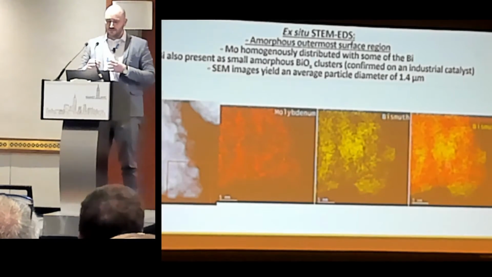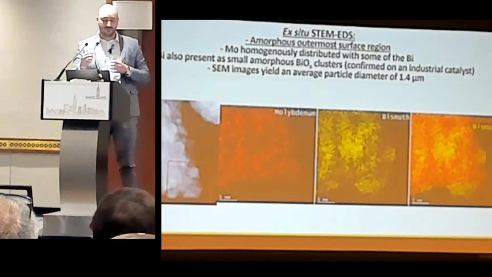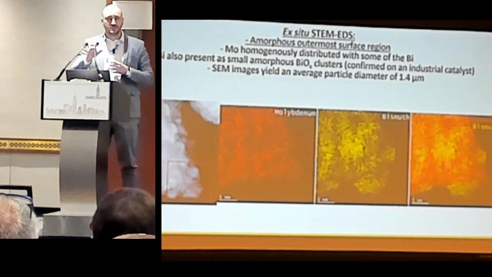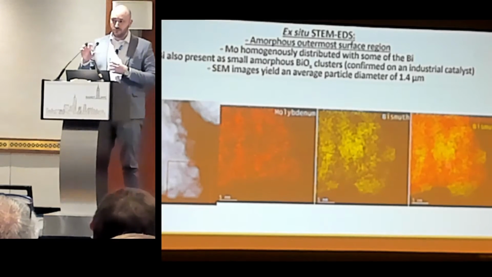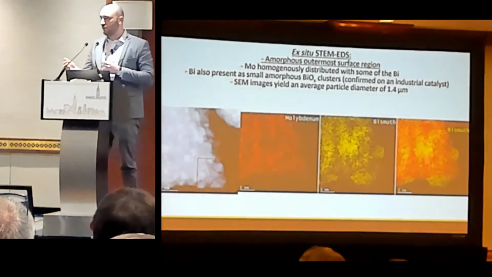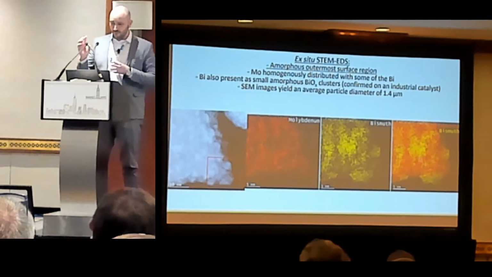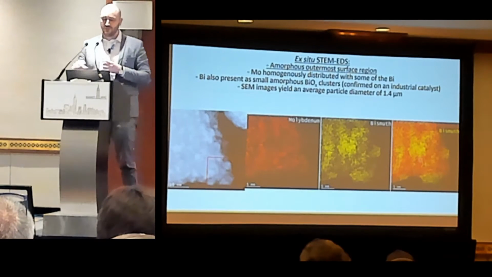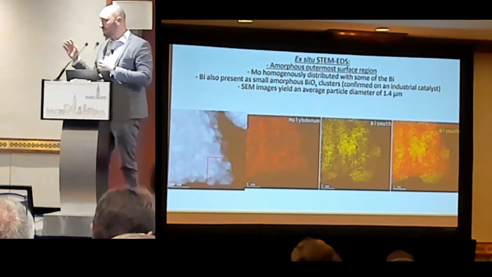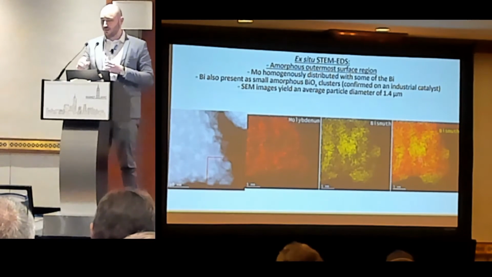HAADF-STEM and EDS can show us several things using the image you can see on the left. What you can see here is that the topmost surface area, so about 1 to 3 nanometers, isn't actually an extension of the bulk as sometimes it's assumed. It's actually amorphous. More than that, we can see that the molybdenum is homogeneously distributed with some of the bismuth, while the bismuth is also present as small clusters of amorphous bismuth oxide.